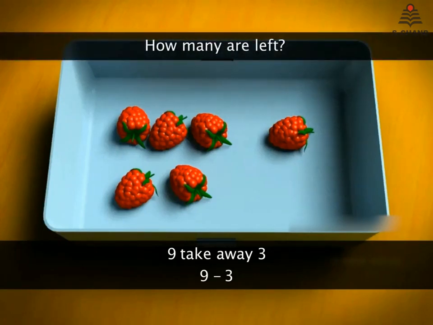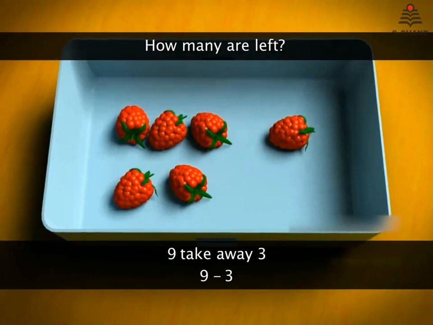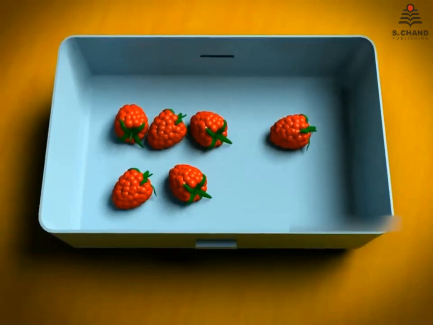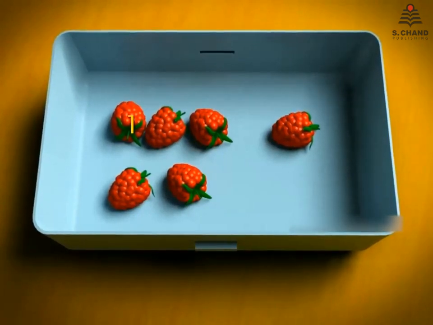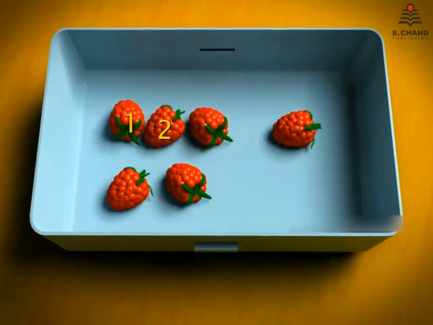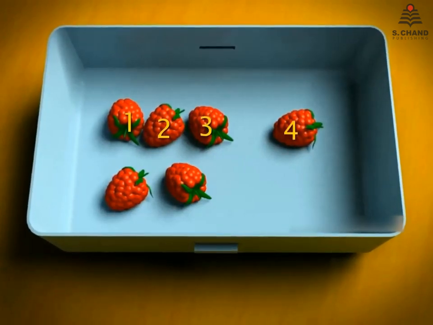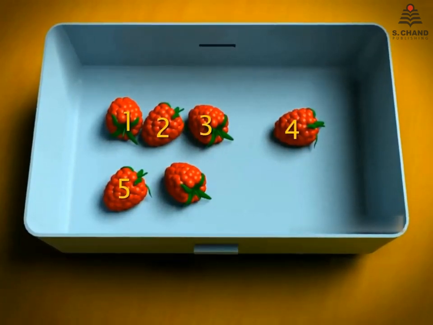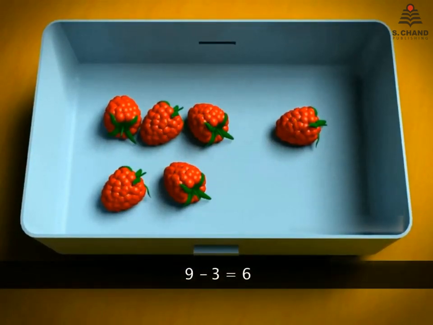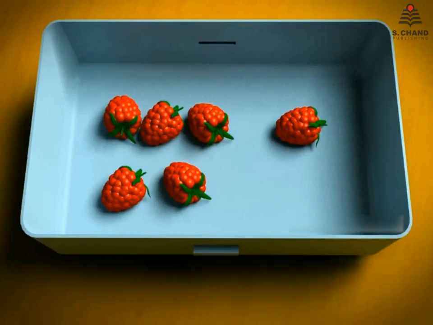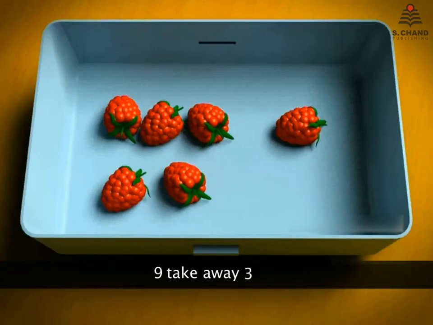How many strawberries are left when 3 are taken away from 9? Let's count the strawberries left with Sonia. 1, 2, 3, 4, 5, and 6. 6 strawberries are left. So, 9 take away 3 leaves 6.